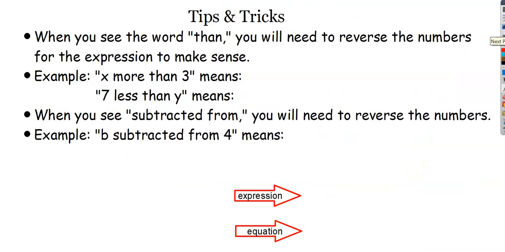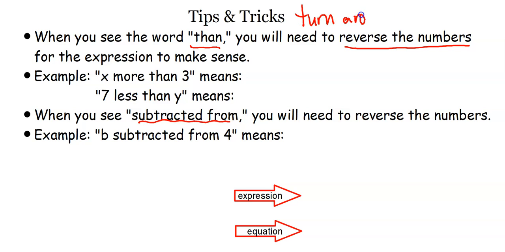Okay, next. So here are a few tips and tricks. When you see the word than, and when you see subtracted from, I call these turnaround words. So it actually reverses the numbers. So this is my tips and tricks and turnaround. Turnaround words. It doesn't really mean that everything gets turned around, but the order doesn't go in the order that it looks obvious.